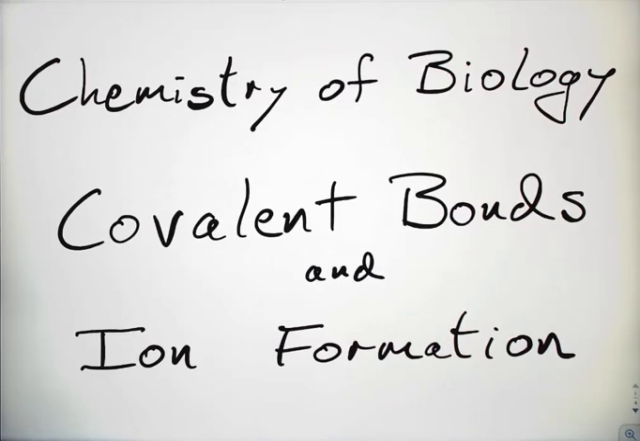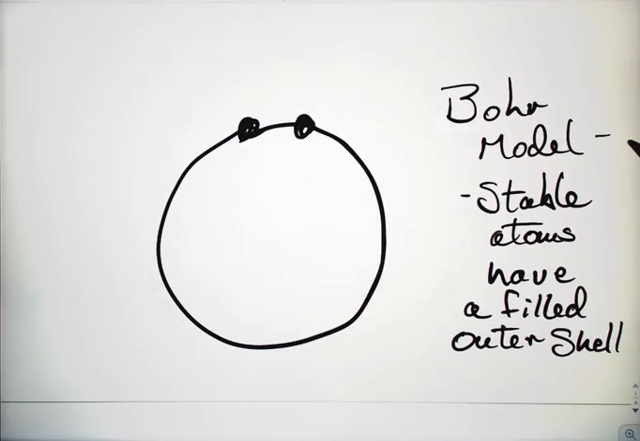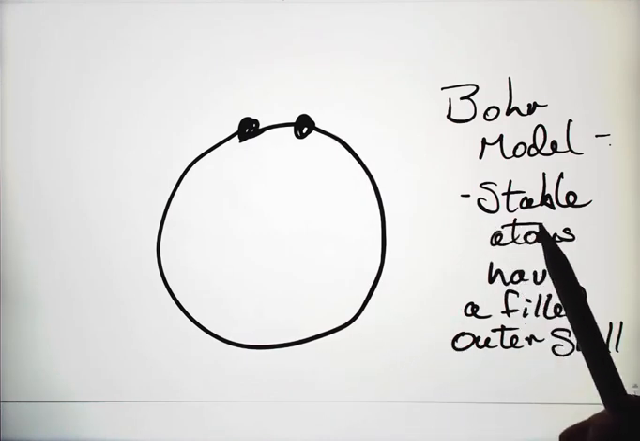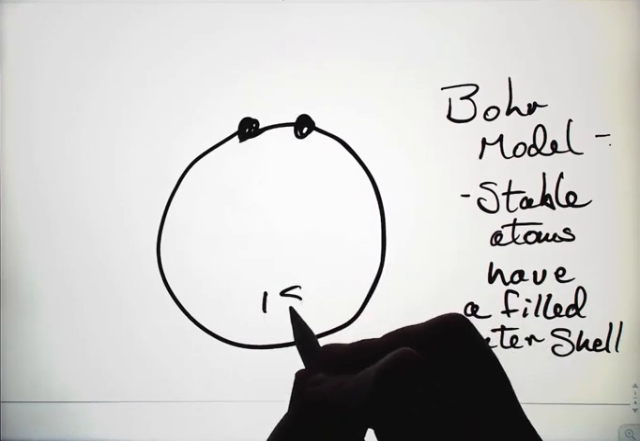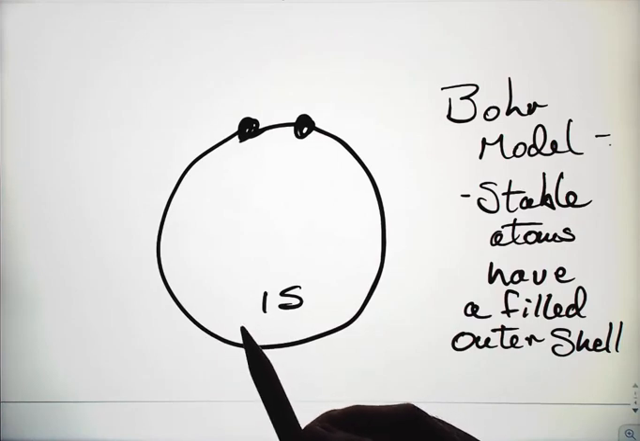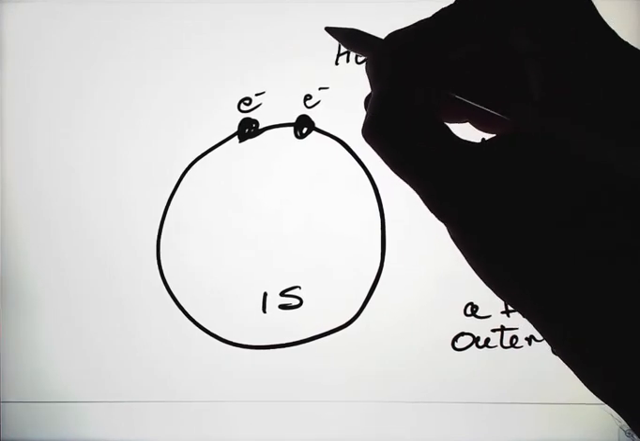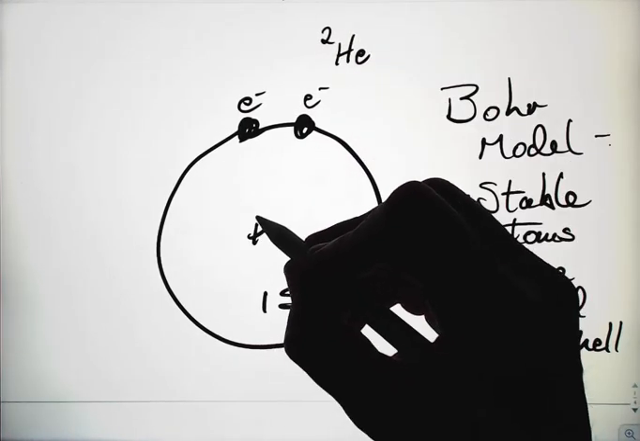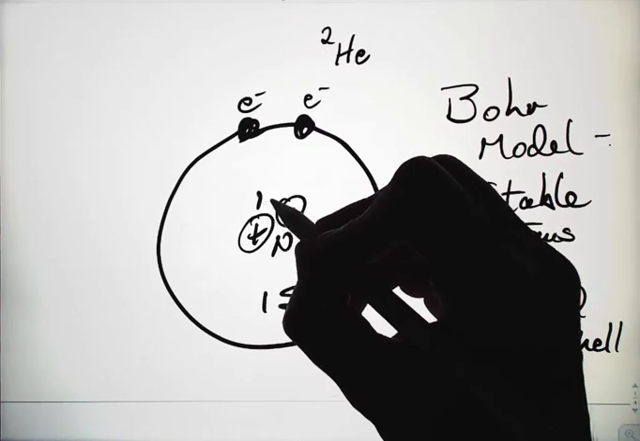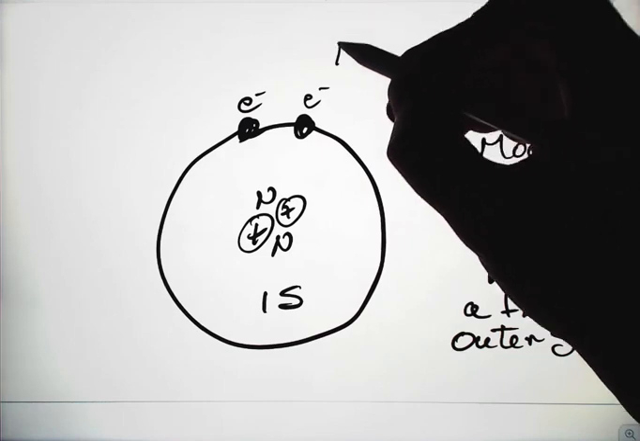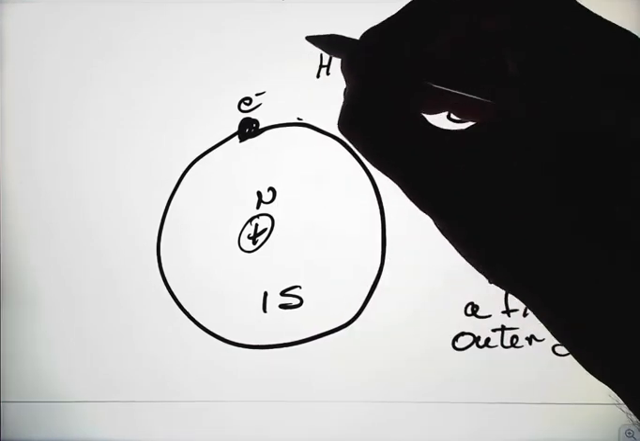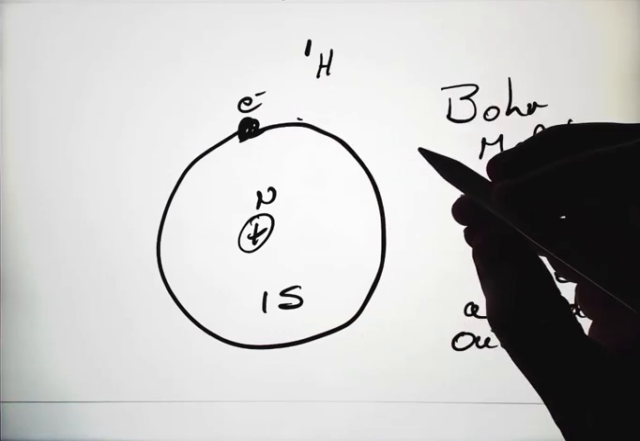In this video, I'm going to talk about covalent bonding and ion formation in the context of the chemistry of biology. I'll be using the Bohr model to show outermost electron shells. Recall that stable atoms have a filled outer shell. In this case, with the 1s shell, a stable atom will have 2 electrons in this outer shell. That would be true for helium, which has 2 protons and 2 neutrons. That's not true for hydrogen, which just has 1 proton and 1 neutron and 1 electron.